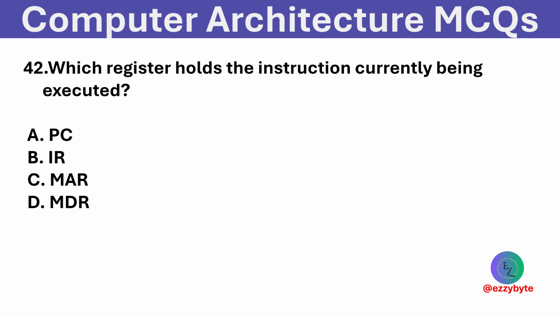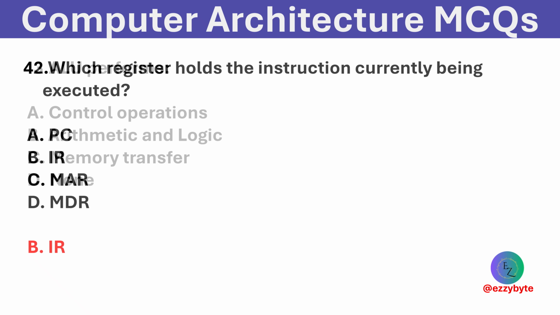Which register holds the instruction currently being executed? Options are PC, IR, MAR, and MDR. Option B is correct. The instruction register stores the instruction that is currently being decoded or executed.